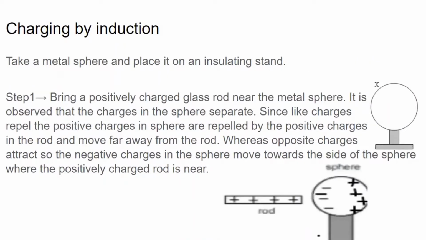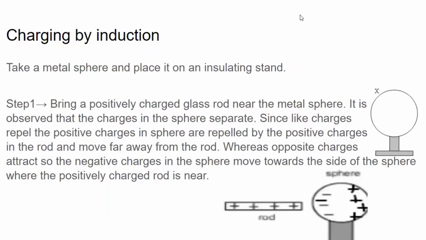The second process of charging is to charge by induction. First of all, we take a metal sphere and place it on an insulating stand. We need an insulating stand so the charges can stay in the sphere and not be earthed. This will generate accuracy and success of the experiment. So in step 1, we bring a positively charged glass rod near the metal sphere. We will see that the charges separate in the sphere.